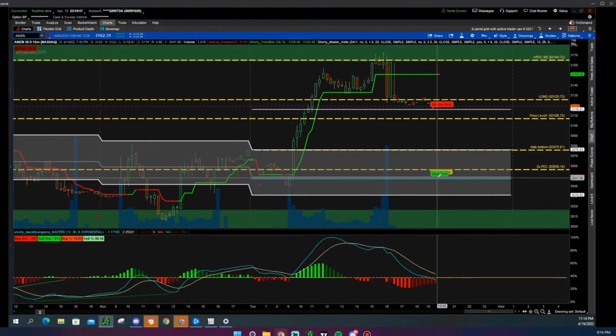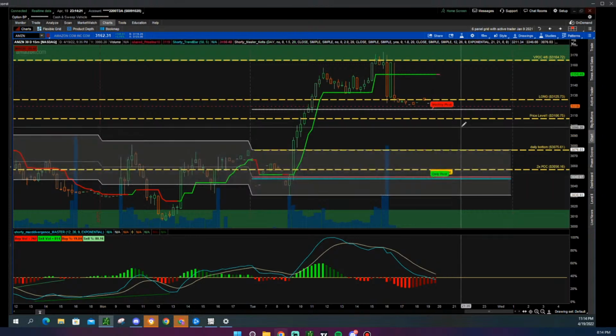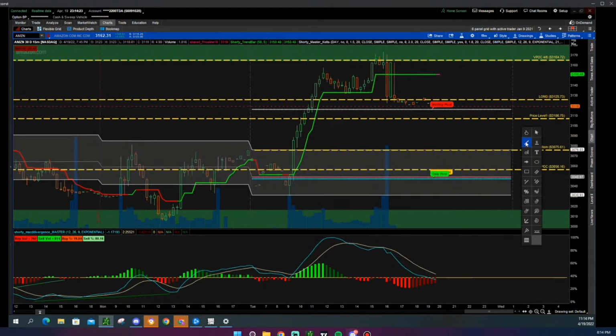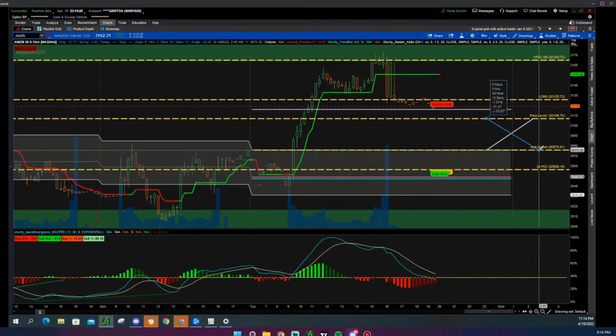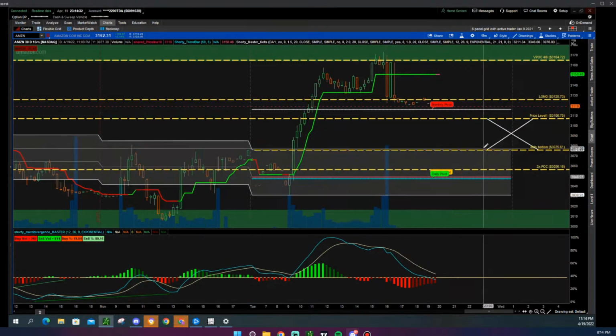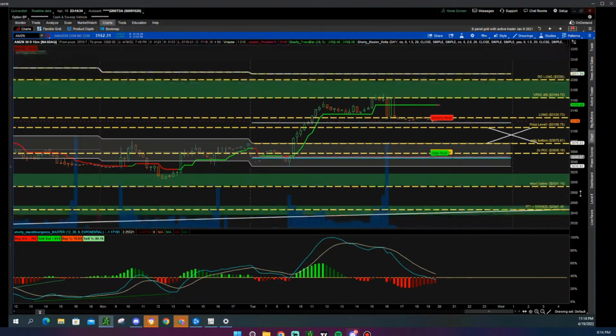31.16 is that monthly pivot, so it's going to have a lot of support there. The only way I would short this is right here. I would short it right here, and then I would trim here, and I'm pretty sure we would get a bounce on a daily bottom.